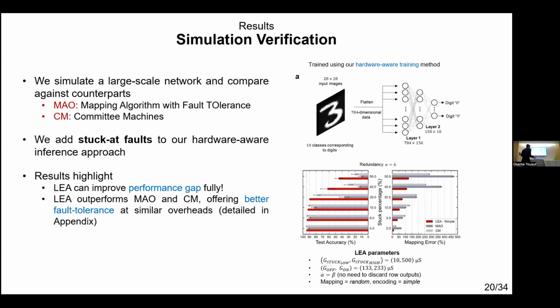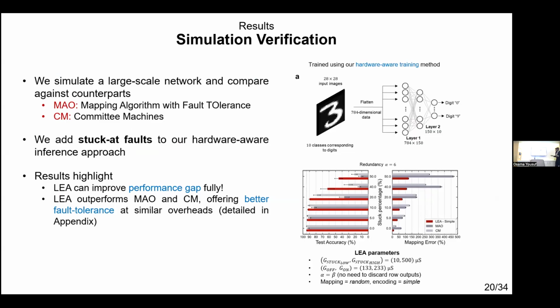So as I mentioned, we firstly simulate this methodology and verify whether or not it would actually work on a larger network. And then we will also talk about actual end-to-end hardware results. So we train a 2-layer perceptron network, but now it's the full MNIST dataset. It's still trained using our hardware-aware training methodology.